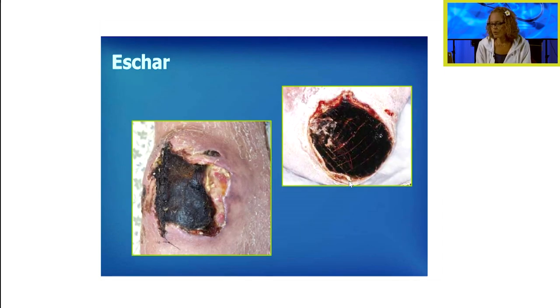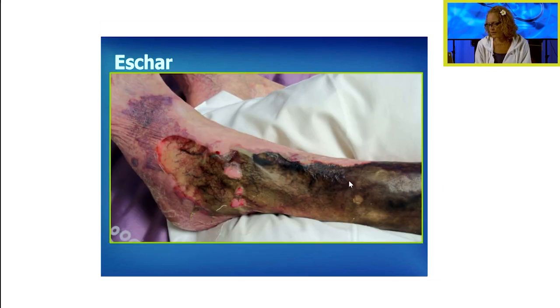Here are some examples of eschar. We can see that this is this hard, thickened, black, dark-colored tissue that is absolutely dead, and healing will not take place on this wound as long as these tissues are there. A lot of times these types of tissues have to be mechanically or surgically debrided so that we get the dead tissue out so that we can get new tissue to grow in its place. Here's another example of eschar.